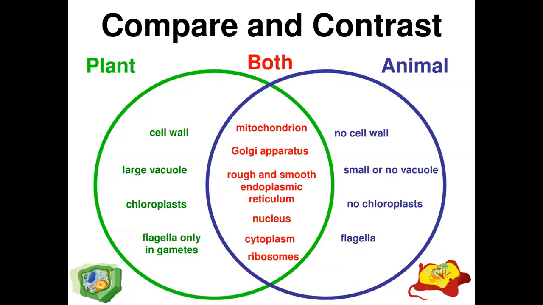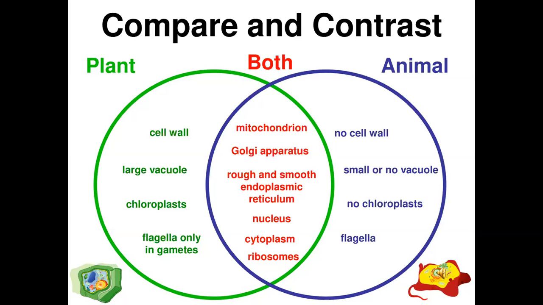Compare and contrast of plant cell and animal cell. In plant cell and animal cell, both organelles are the same. There are mitochondrion, Golgi apparatus, rough and smooth endoplasmic reticulum, nucleus, cytoplasm and ribosomes. These are the same in plant cell and animal cell, but only present in plant cells are cell wall, large vacuole and chloroplast, and flagella only in gametes.